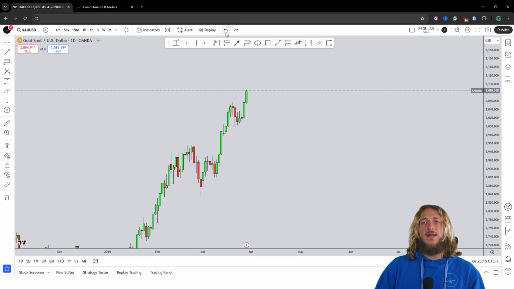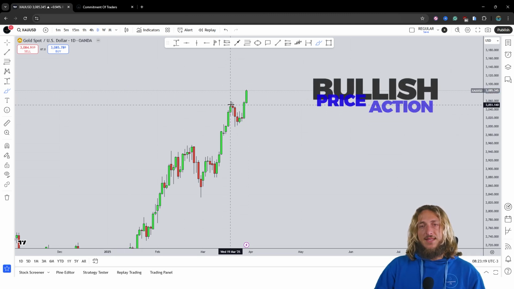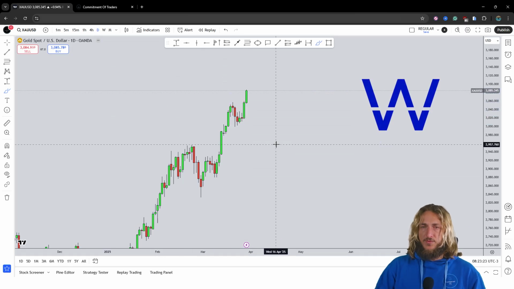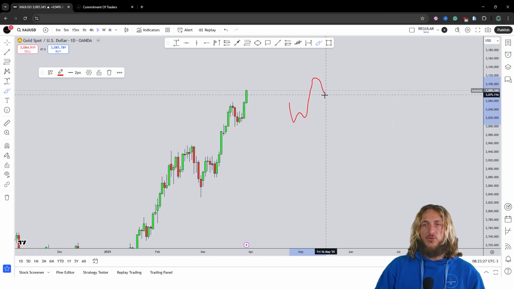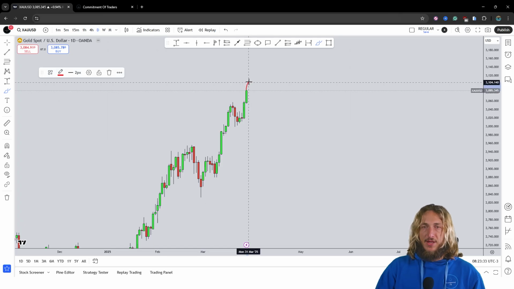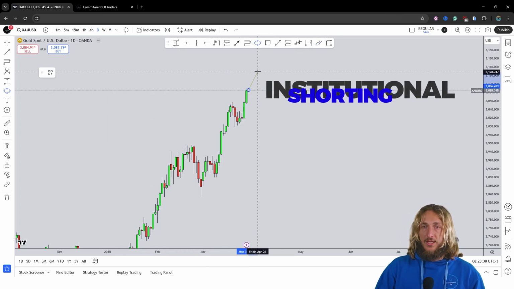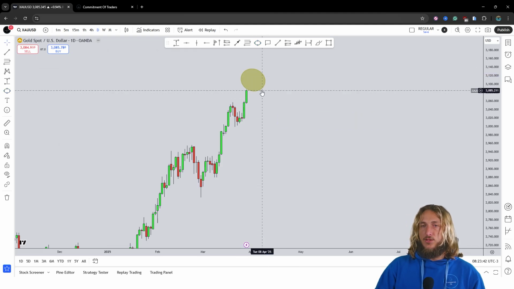However, what we can also notice is that in creating this rejection to the upside, the market is also printing this overextended W formation. And after the creation of an overextended W, what you would expect at some point is a rejection to the downside and for the market to create a correction away from this zone, especially if institutions are now starting to short gold around this area because they consider it as well overextended to the upside.